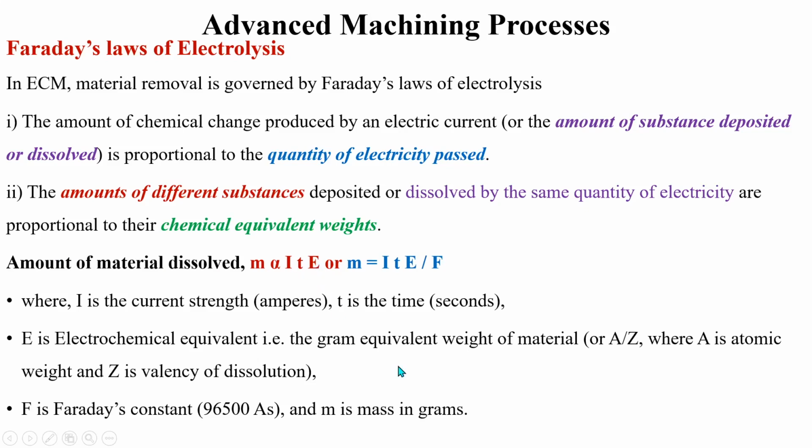We can calculate this from the atomic weight and valency of dissolution of the particular element. For example, A will have a specific atomic weight and valency of dissolution. If you know the atomic weight and valency, you can calculate the electrochemical equivalent of the specific element. And here M equals I times t times E by F. Here F is the constant of proportionality, which is nothing but Faraday's constant, and M is the mass being dissolved in grams.